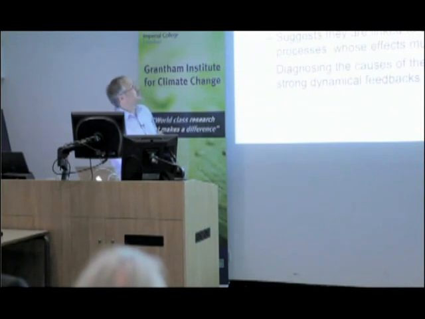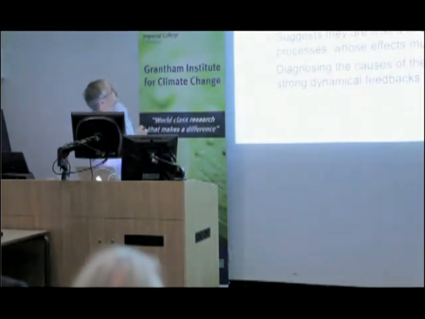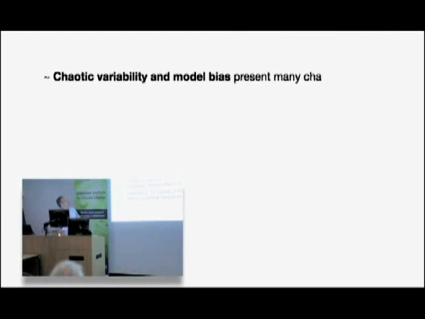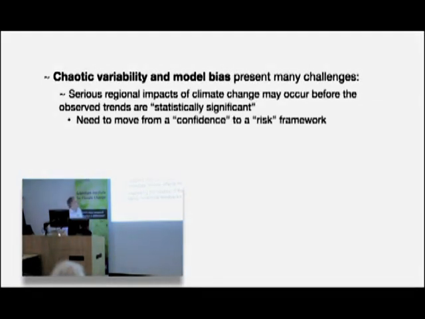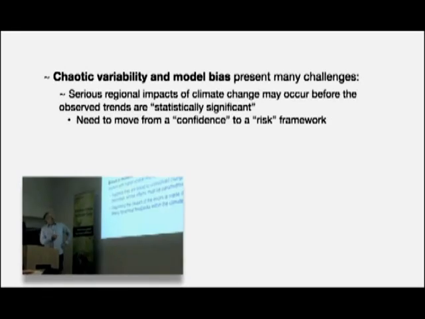So to recap this first part of the talk, both chaotic variability and model bias present many challenges. On the one hand, we may get serious regional impacts of climate change even before the observed trends are statistically significant, at least using the usual tools that climate scientists use. So there's a general need to move from a confidence, if you like, to a risk framework.